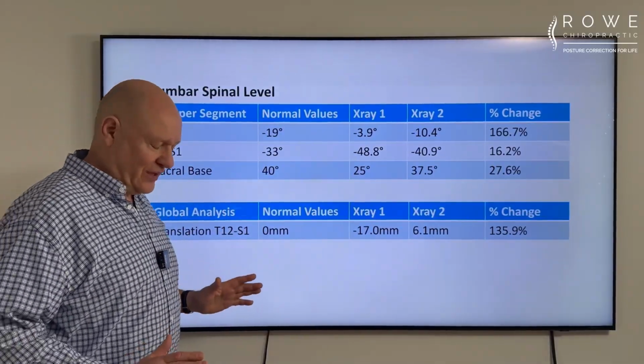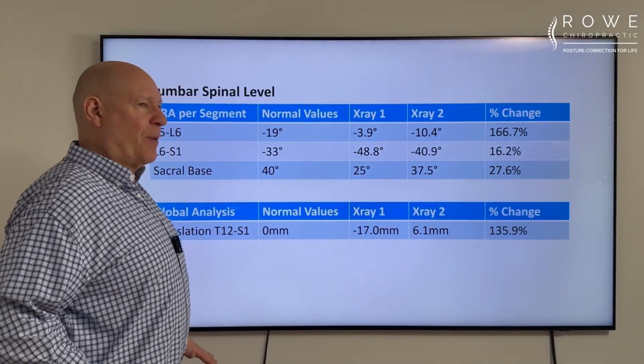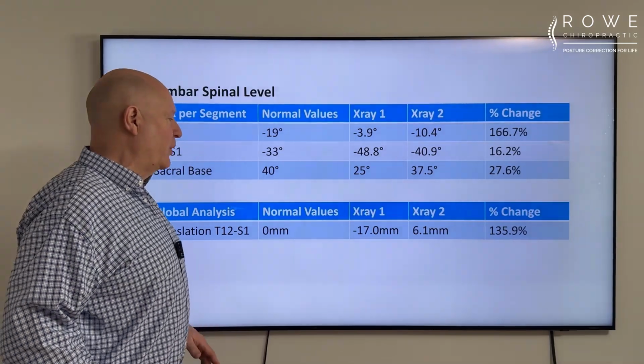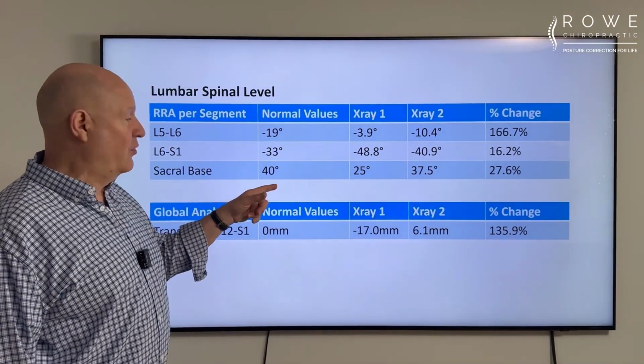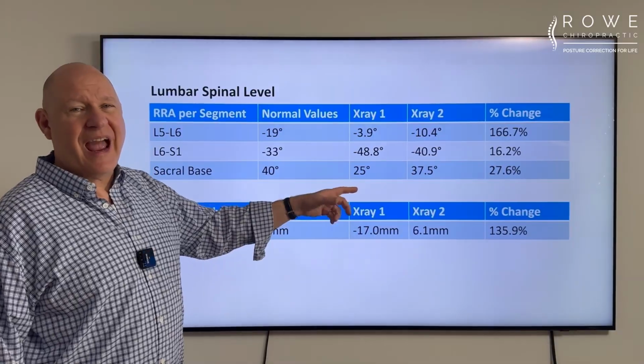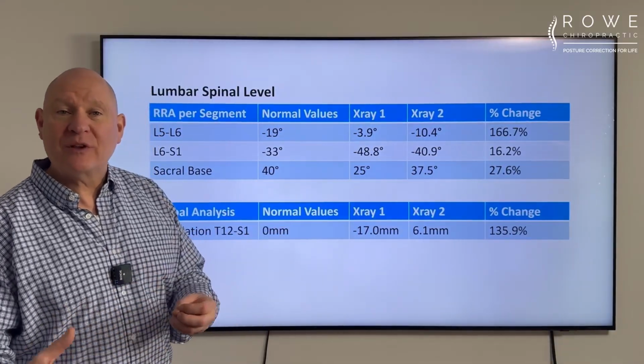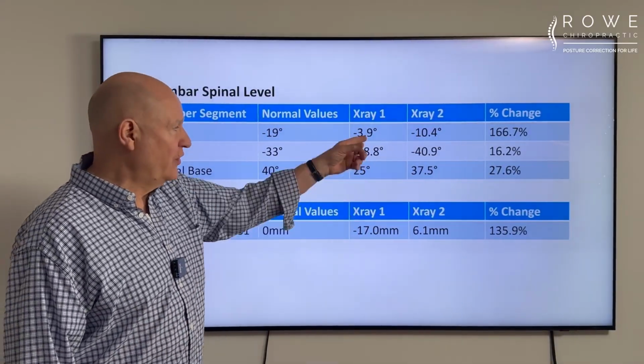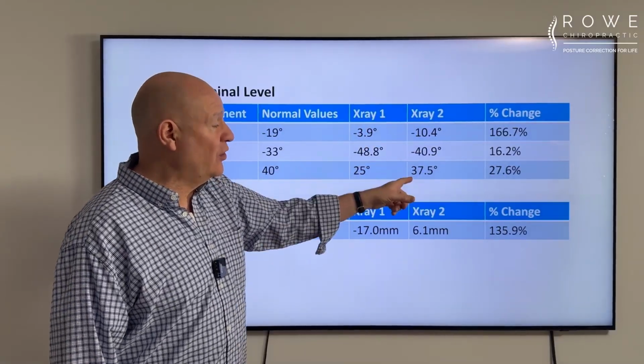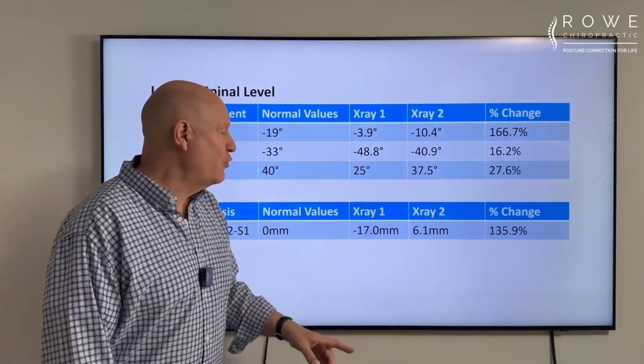Let's look at the sacral base. The sacral base is a posture check. It's like, where's his pelvis supposed to be? It's supposed to be at 40 degrees, but he was at 25. And that mechanical postural misalignment was affecting those nerves, adding to this problem. But on X-ray 2, he went to 37.5, really good.